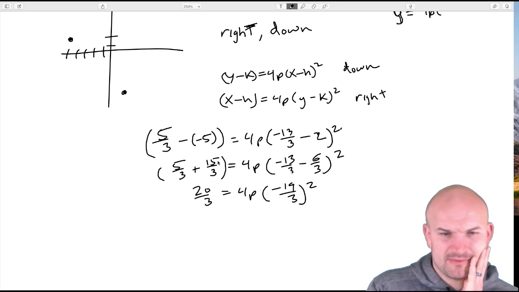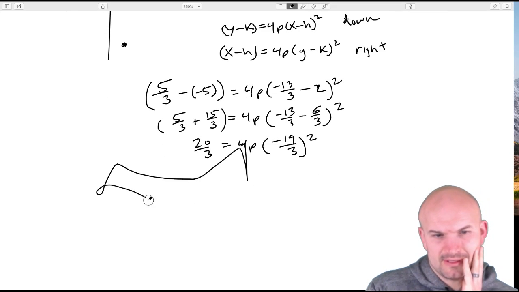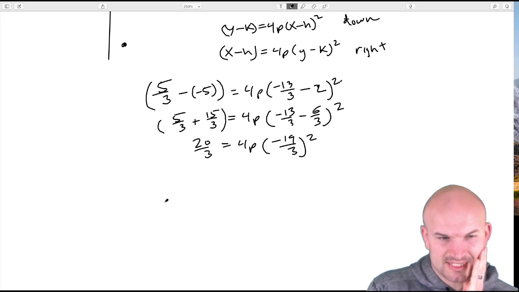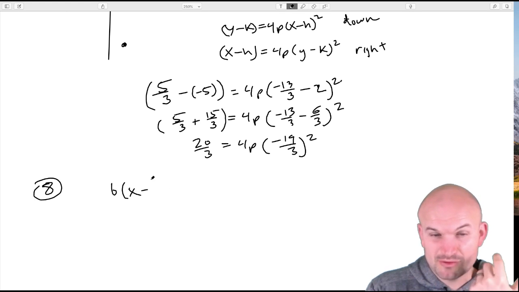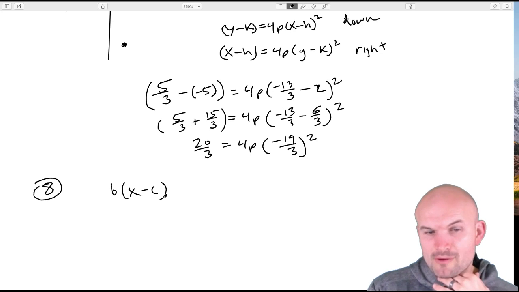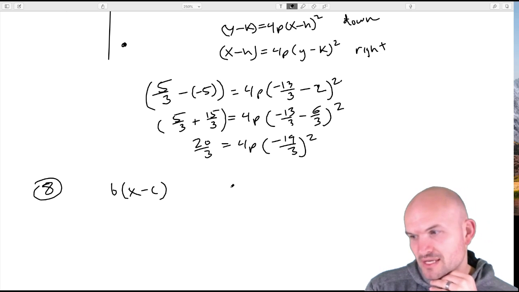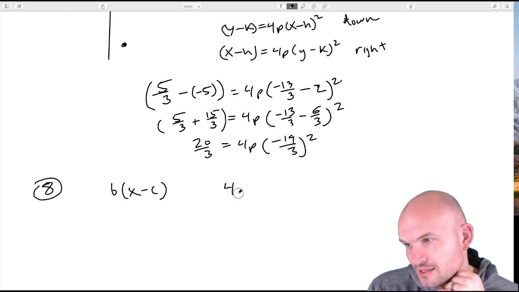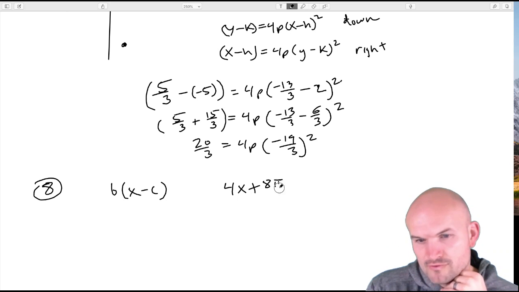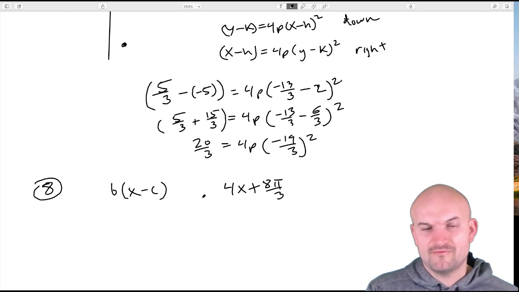Sunderland is asking something about the phase shift, and I'm not going to do the whole problem, but since he's asking something specifically, I will show it. You need to understand that when you're doing phase shifts for trigonometric functions, actually really for any function, it needs to be in this form: b times x minus c. So your phase shift in your problem is 4x plus 8 pi over 3. That is not in that form. So what you need to do is factor out the 4.